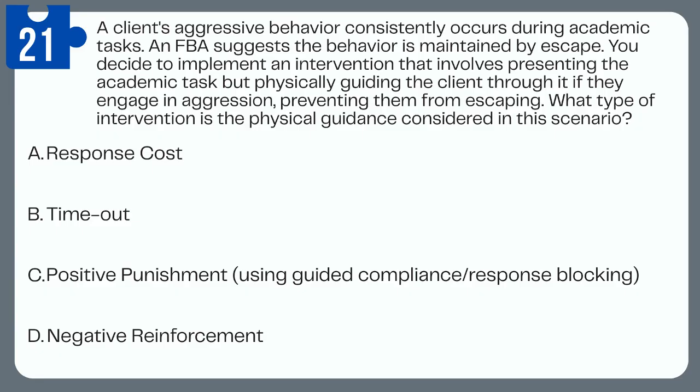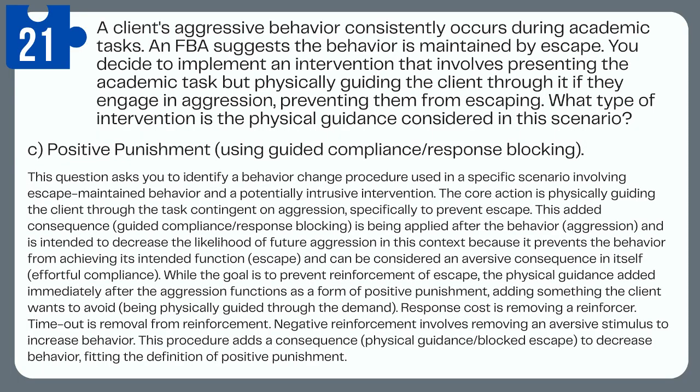Question 21. A client's aggressive behavior consistently occurs during academic tasks. An FBA suggests the behavior is maintained by escape. You decide to implement an intervention that involves presenting the academic task, but physically guiding the client through it if they engage in aggression, preventing them from escaping. What type of intervention is the physical guidance considered in this scenario? A. Response cost. B. Timeout. C. Positive punishment using guided compliance/response blocking. D. Negative reinforcement. Answer C. Positive punishment using guided compliance/response blocking.